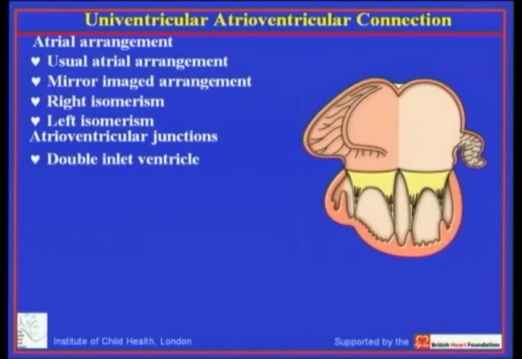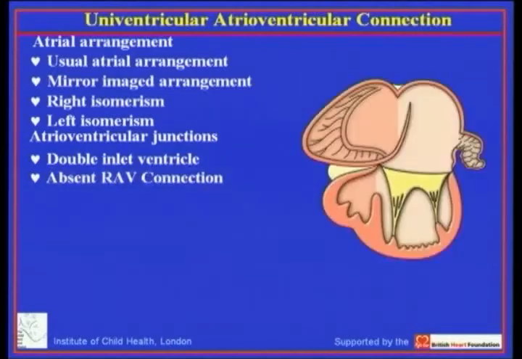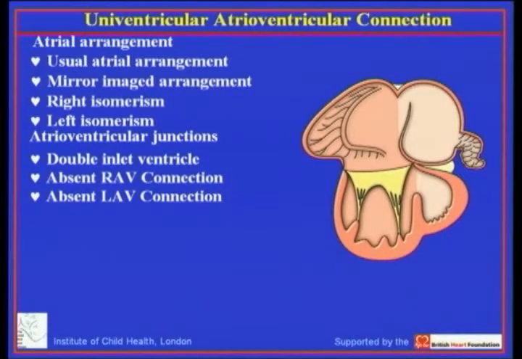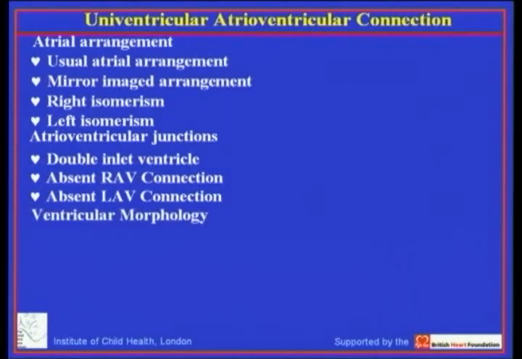But at this time, we're concerned mostly with double inlet ventricle. And double inlet ventricle is the paradigm of the univentricular atrioventricular connection, in that both atrioventricular junctions join to only one ventricle. But as you've already heard, we can have the same situation when either the right connection is absent or when the left connection is absent. And then with either of those connections, as we've heard just a few moments ago, we can have concordant or discordant connections across the solitary atrioventricular junction.